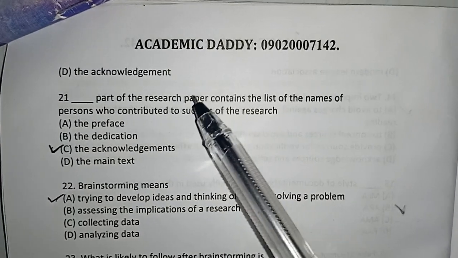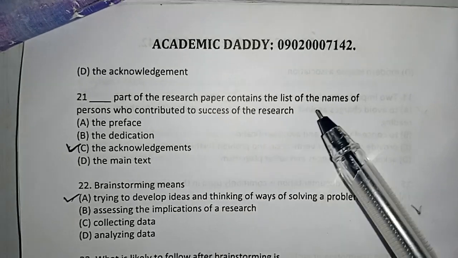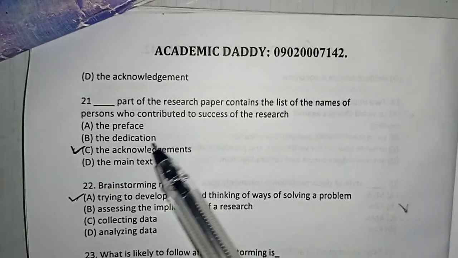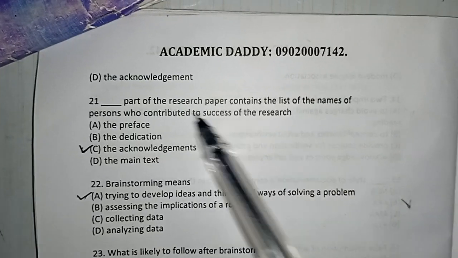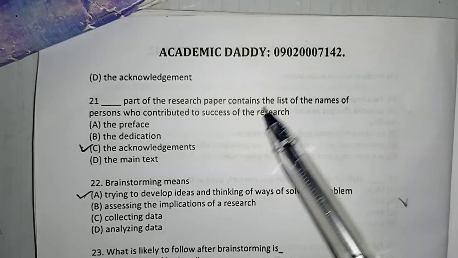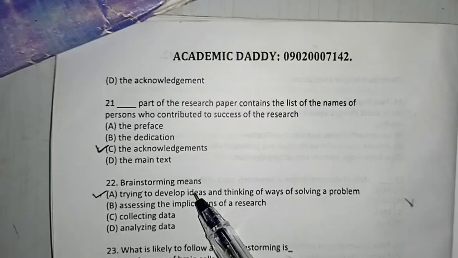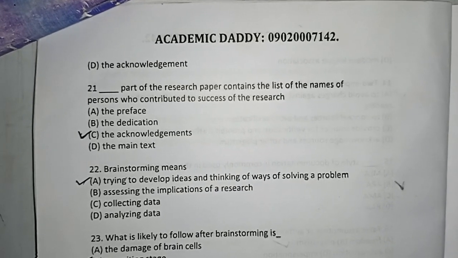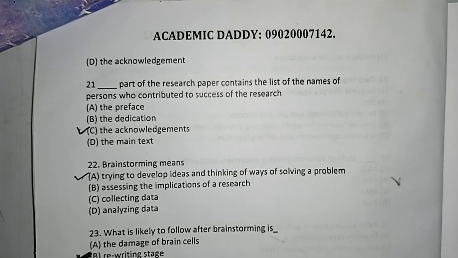The acknowledgements part of the research paper contains the list of the names of persons who contributed to the success of the research. Number 22: brainstorming means trying to develop ideas and thinking of ways of solving a problem.